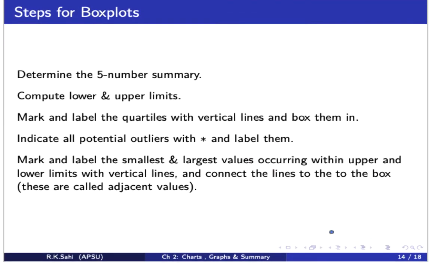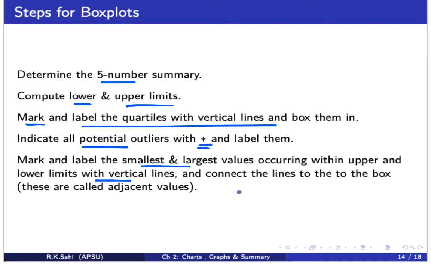So here are the steps for a box plot. First of all, we find the 5-number summary. We find the lower and the upper limits. We mark and label the quartiles with vertical lines and box them in. Find the potential outliers and show them with the help of an asterisk, label them. And then we find the smallest and the largest values occurring within the upper and the lower limits with vertical lines, and connect the lines to the box, which are called the adjacent values or whiskers, whatever you want to say.